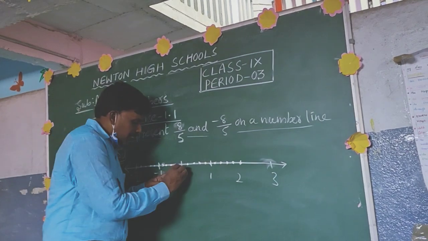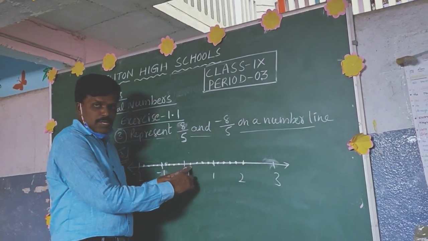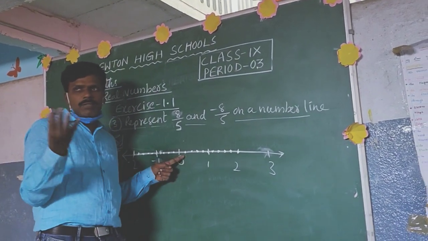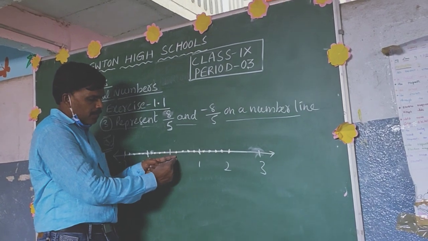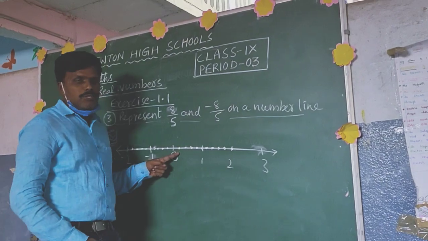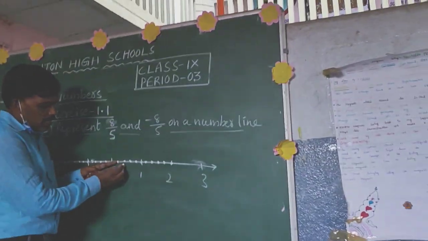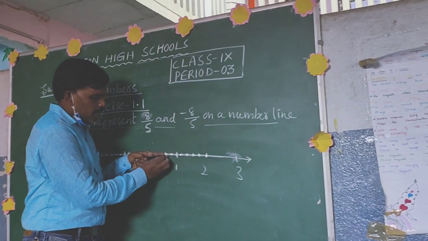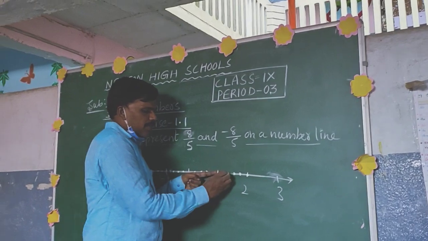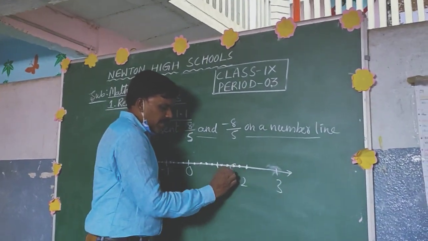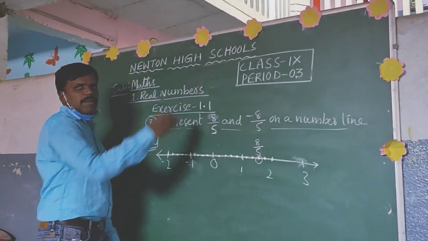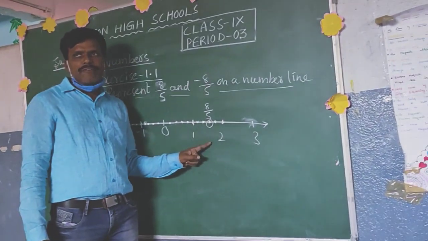When you start from 0 to the next, this is the first unit, so it represents 1 by 5. One unit has been divided into 5 equal parts, so each part is 1 by 5. Because it is positive, from 0 to the right side we represent the positive rational numbers: 1 by 5, 2 by 5, 3 by 5, 4 by 5, 5 by 5 is nothing but 1. Then 6 by 5, 7 by 5, and this one is 8 by 5. So it is the positive rational number we are representing on the right side, that is 8 by 5.